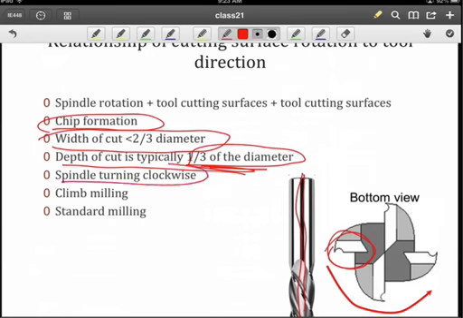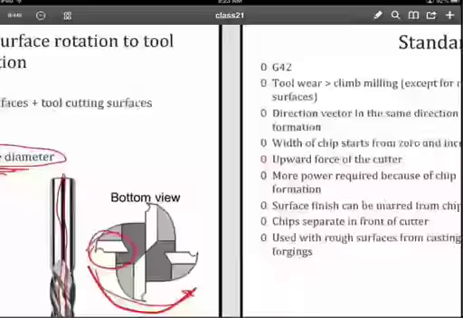And then if we view this spindle as turning clockwise, again from the bottom view it looks like it's counterclockwise, but if it's turning clockwise, then we have two alternatives: climb milling or standard milling, depending on how we are moving with respect to the workpiece. So this is going to tie into your G41 and G42.